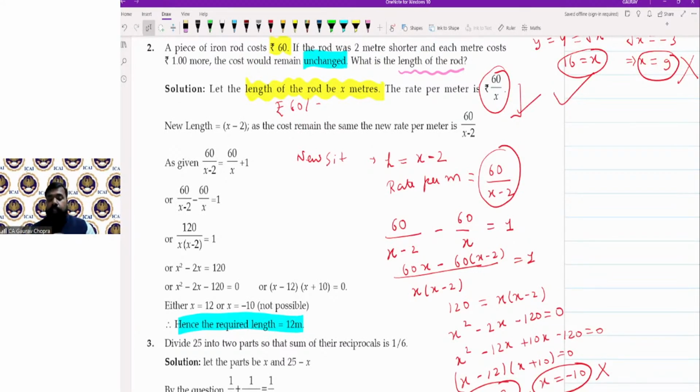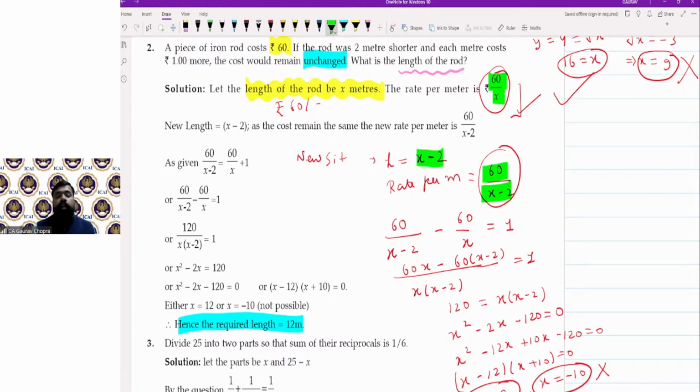पूरे क्वेश्चन में क्या गिवन था कि जो आयरन रॉड है इसकी टोटल कॉस्ट 60 रुपीज है. अगर इसको 2 मीटर से छोटा कर दिया जाए तो पर मीटर कॉस्ट जो है वो हमारी राइज हो जाएगी बाय ₹1. तो हमने क्या किया, लेट द लेंथ ऑफ द रॉड बी x मीटर्स. x मीटर हमारी क्या हो गई, लेंथ हो गई. सो पर मीटर कॉस्ट क्या बन जाएगी, 60/x. सेकेंड सिचुएशन में था लेंथ को हमने रिड्यूस किया बाय 2, सो द न्यू रेट बिकम्स 60/(x-2).